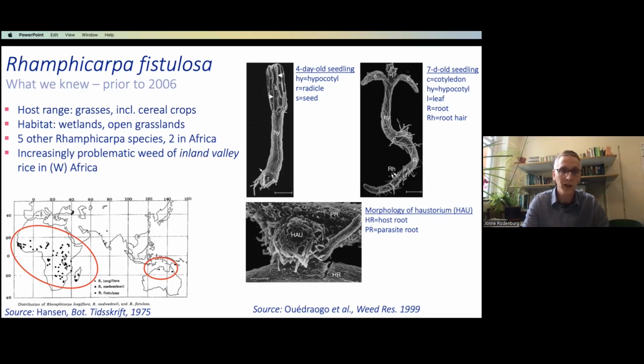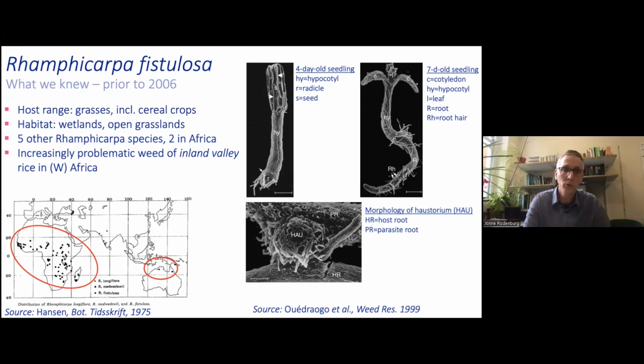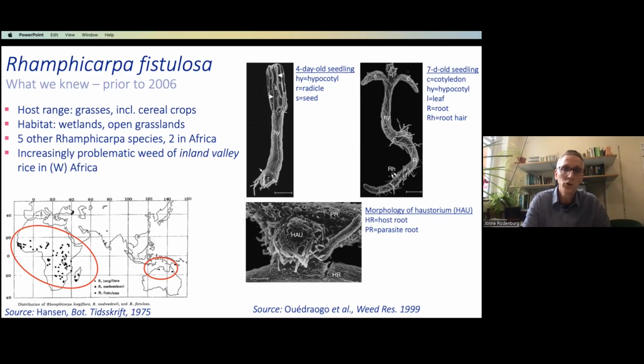There are 5 other Rhamphicarpa species worldwide. And 2 of them are in Africa, but Rhamphicarpa fistulosa is the only known important and widespread weed. The other 2 are found more in Central Africa, and they are not known to be a weed problem.